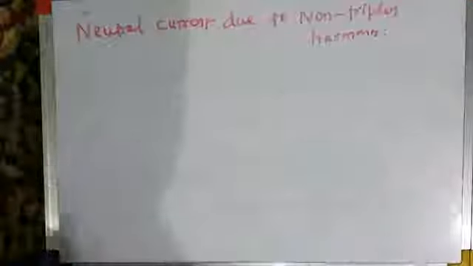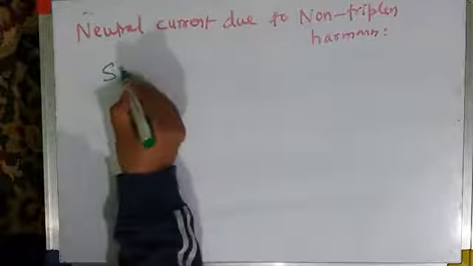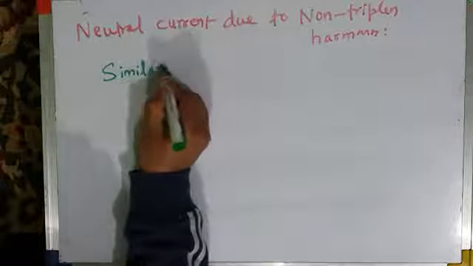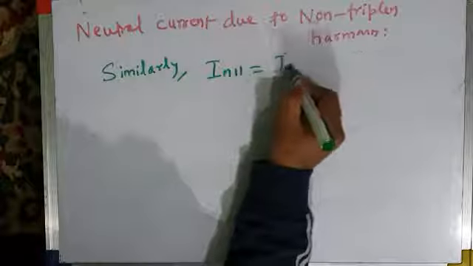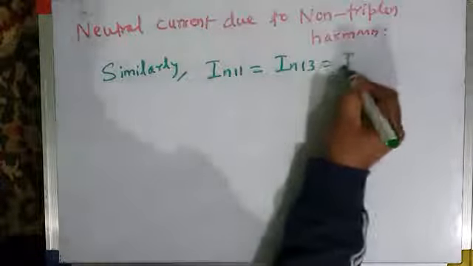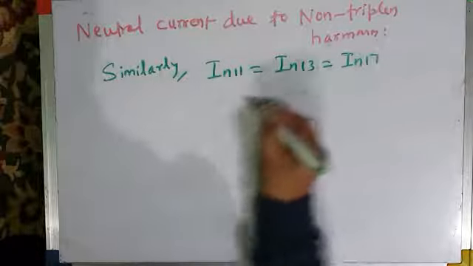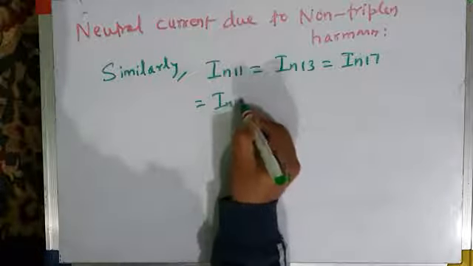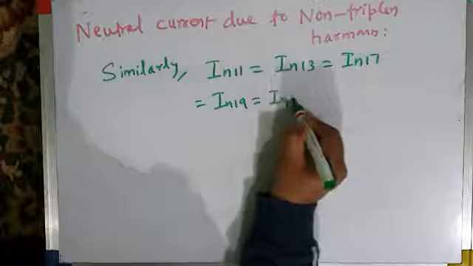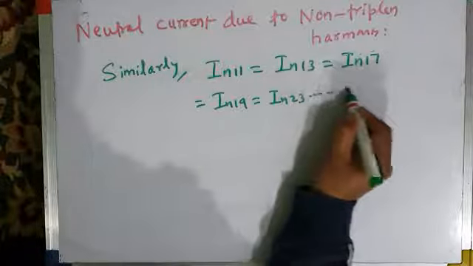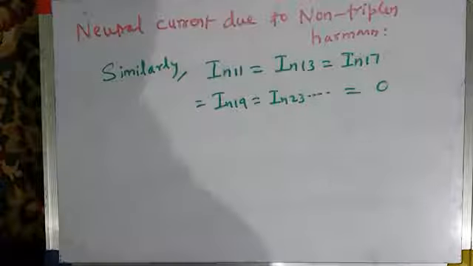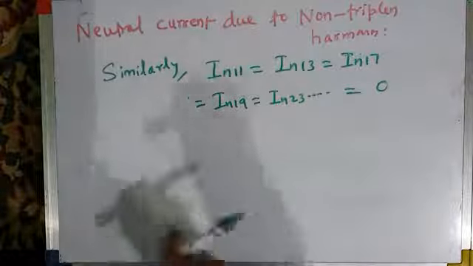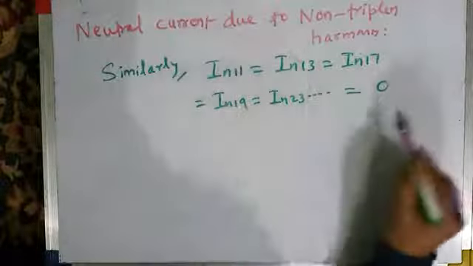In a similar way, we can prove that the other non-triplet harmonics of currents, that is IN11, IN13, IN17, IN19, IN23 and so on, are all equal to 0. That means the non-triplet harmonics of currents, which are there in the lines, do not flow in the neutral.